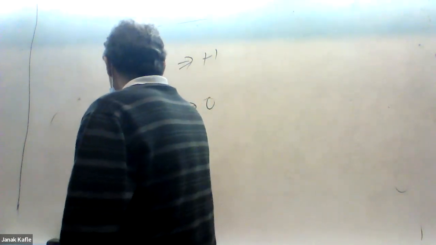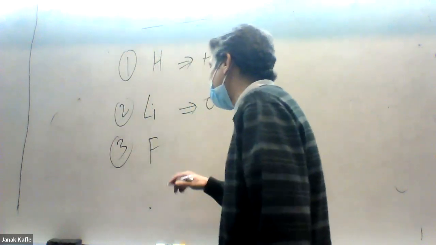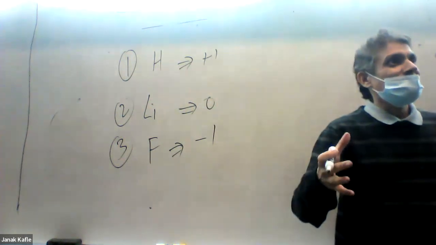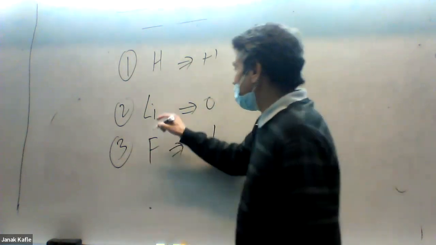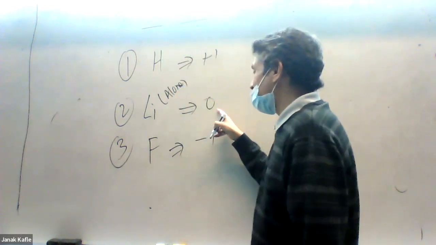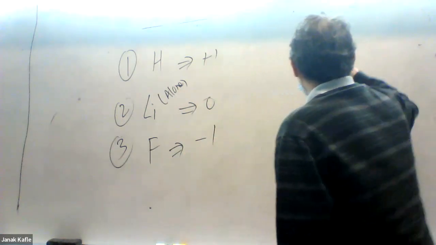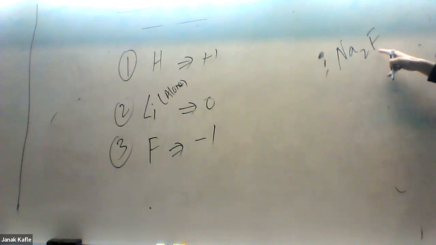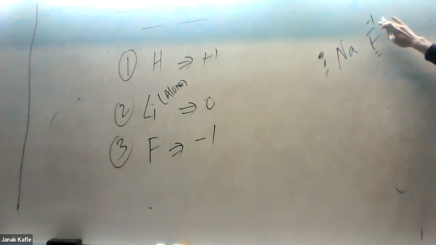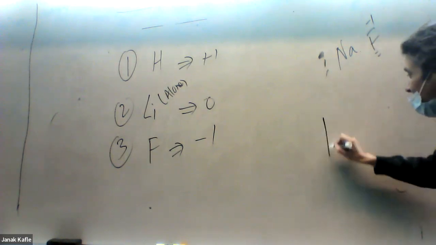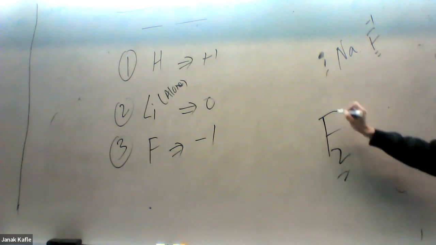If there is fluorine in some compound, the oxidation number is given as -1. Not alone. If fluorine is alone, like Li alone, the oxidation number is 0. If fluorine is sitting with something else, let's say NaF, in this case fluorine has oxidation number -1. But if fluorine is sitting alone like this, in this case, it is 0.